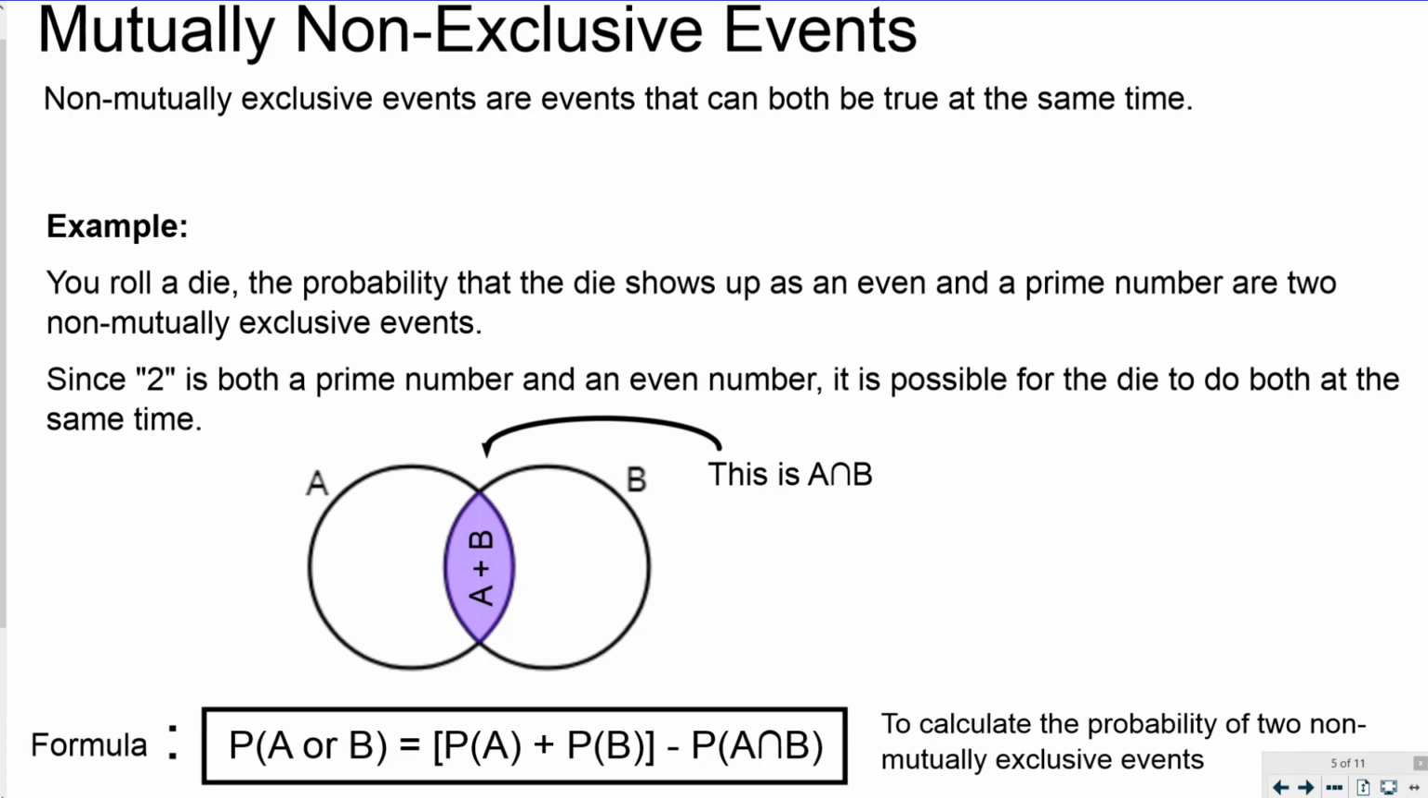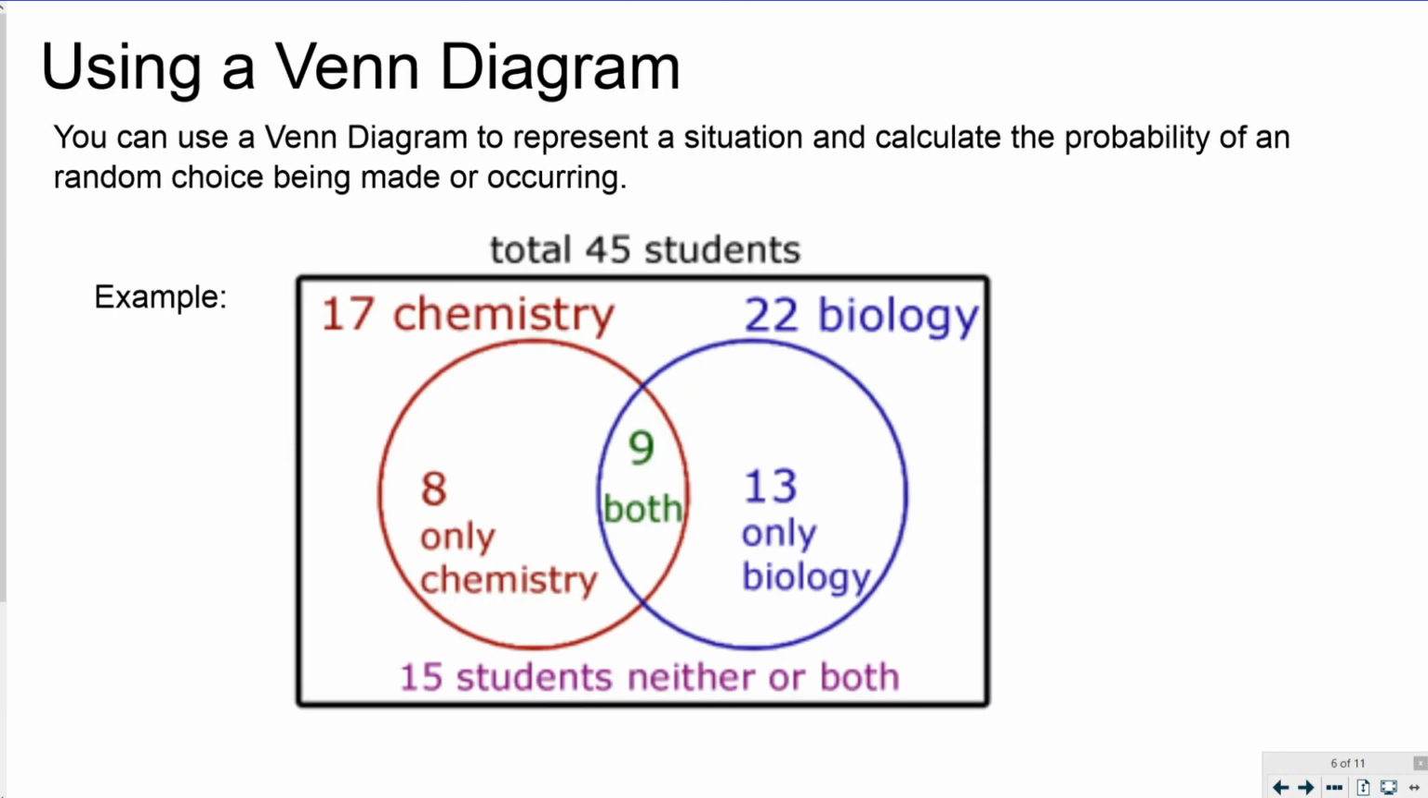So let's do some examples here, using a Venn diagram. A Venn diagram can be used to represent a situation and then calculate the probability of a random choice being made or occurring. In this Venn diagram, 17 students take chemistry, 22 take biology, and 15 students take neither or both. I can see that if only 8 take chemistry and only 13 take biology, that means 9 take both combined together. And since 9 take both and 15 take neither or both, that leaves 6 taking neither.